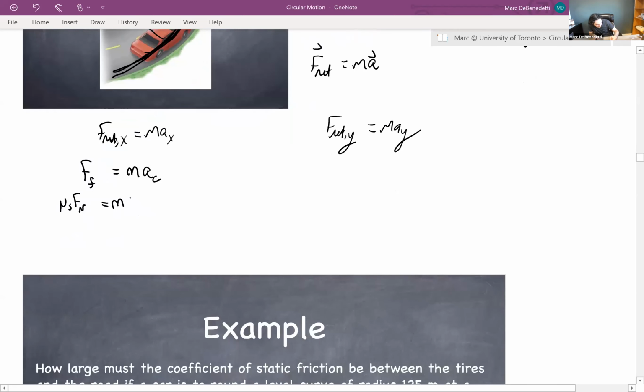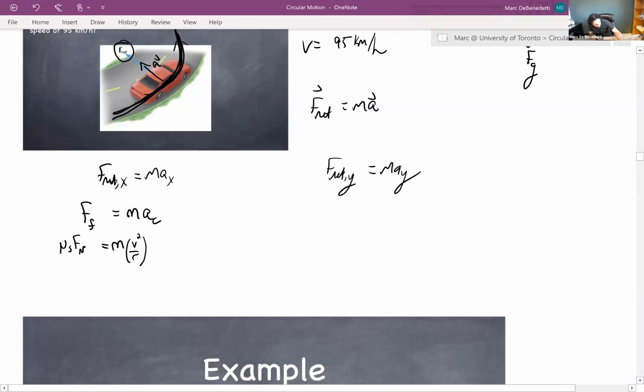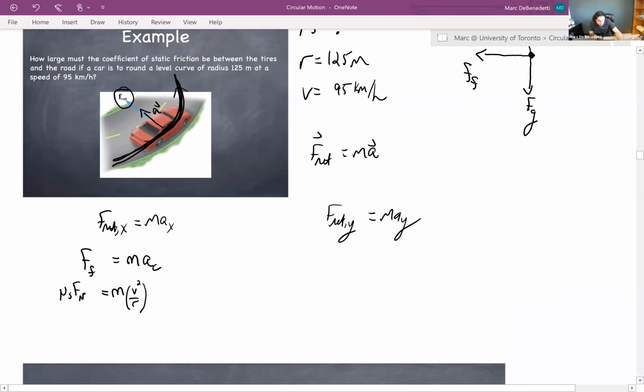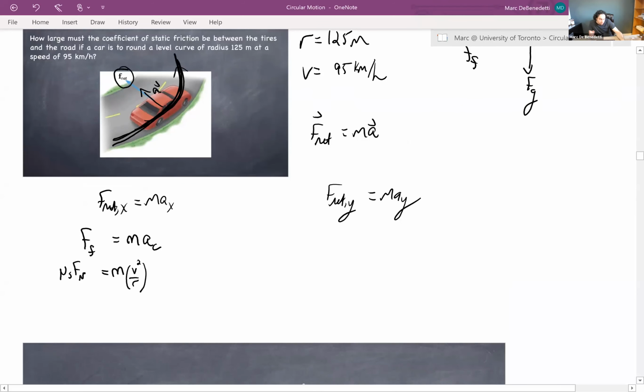Okay, well, AC I know is going to be v squared over r. Do I have speed? Yes. Do I have r? Yes. Do I have normal force? No. Okay, so we have 2 unknowns and 1 equation. We've got mu and Fn, 2 unknowns, 1 equation. That means we need a second equation. Luckily, we have 2 dimensions.